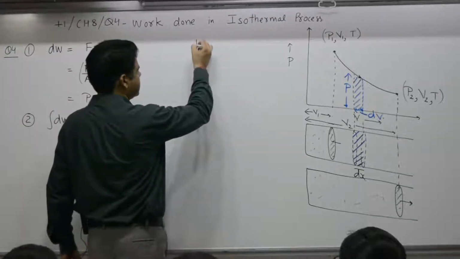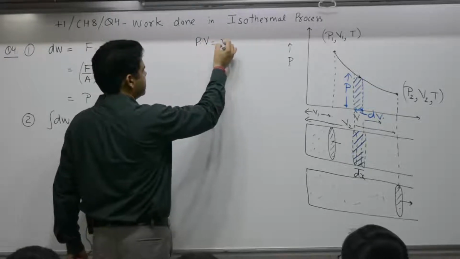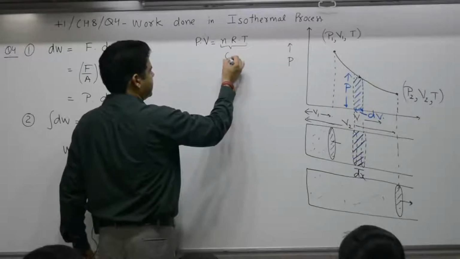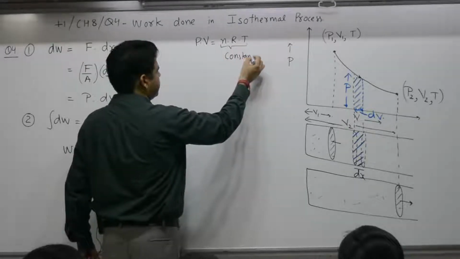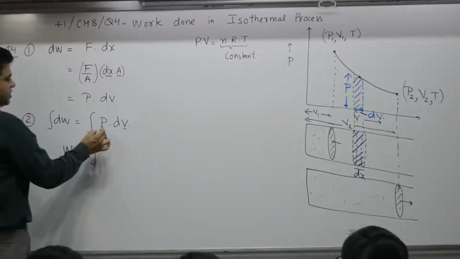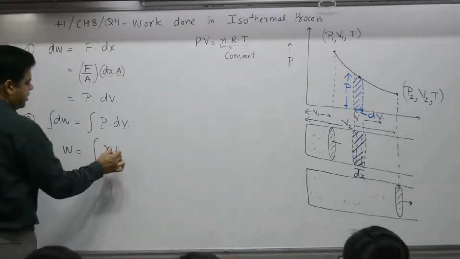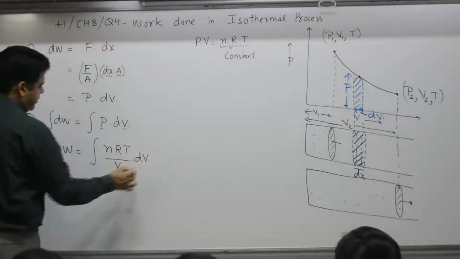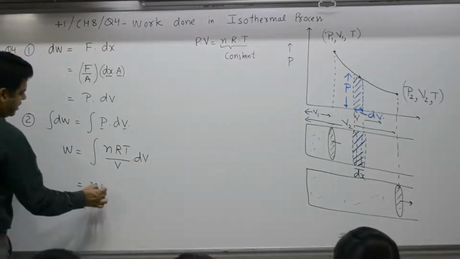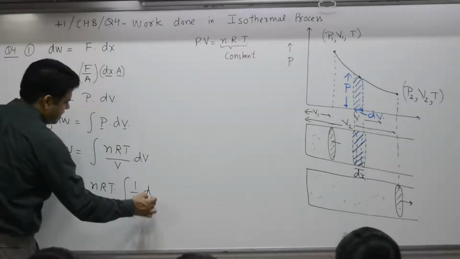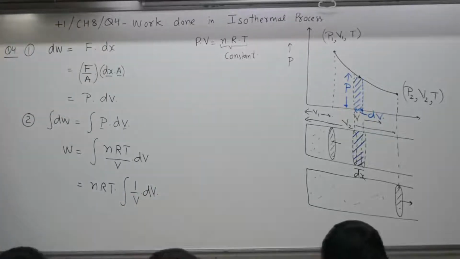For an isothermal process, PV is equal to nRT. This whole part is a constant because process takes place at constant temperature. So you can put this value of P. P is equal to what? nRT by V dV is equal to nRT integration of 1 by V dV. 2 minutes to try. Complete.